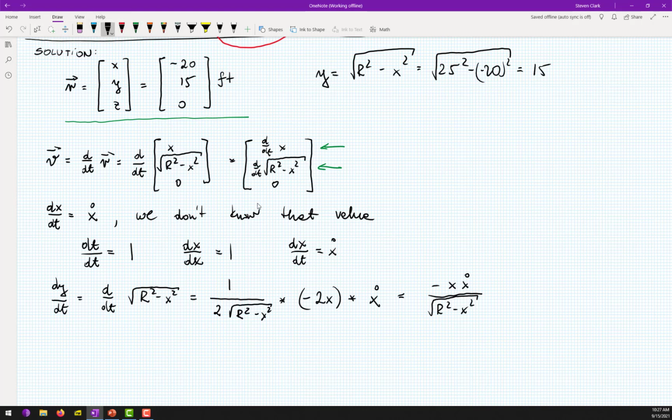Okay, so our velocity vector looks like that right now. X dot, yeah, thank you, sir.